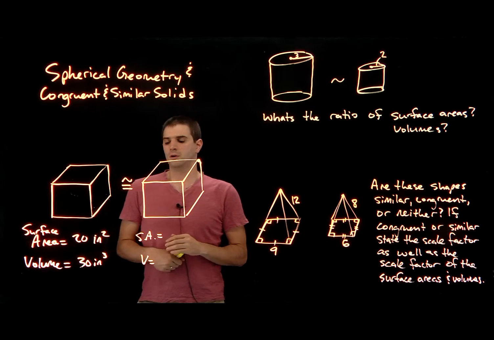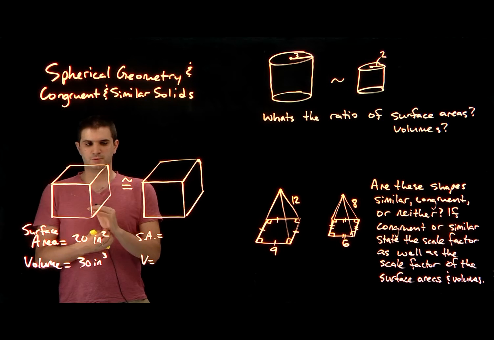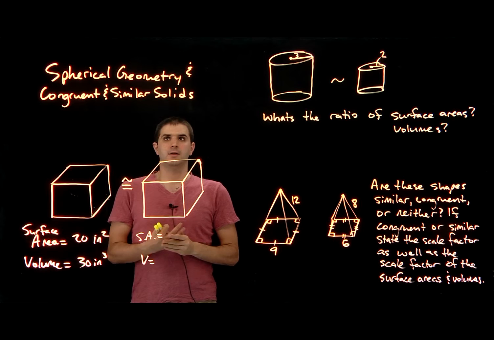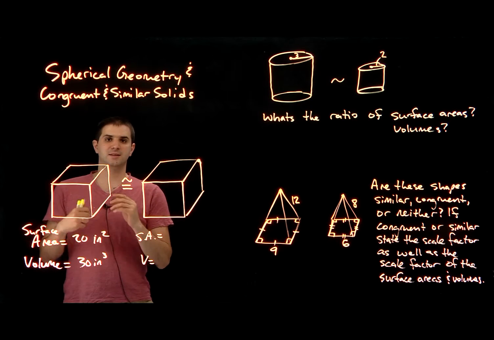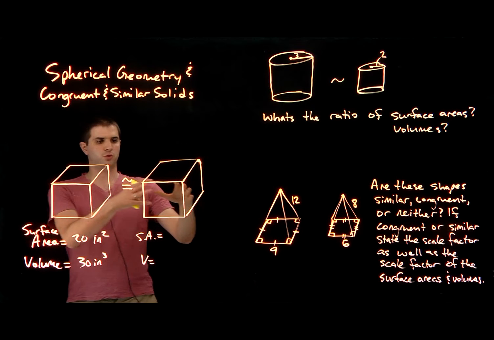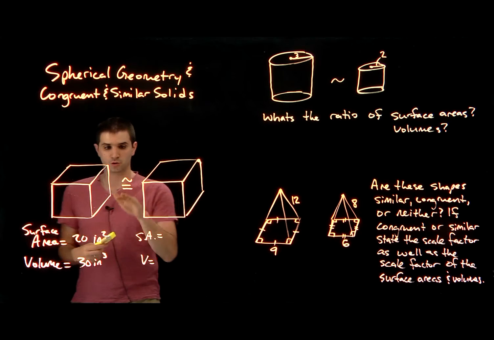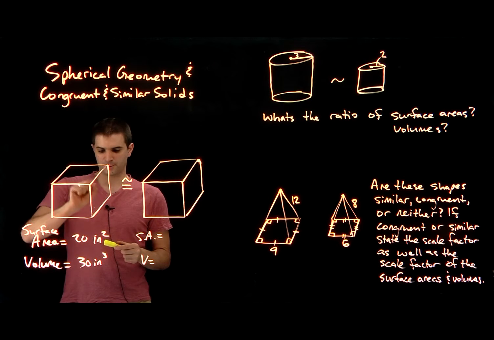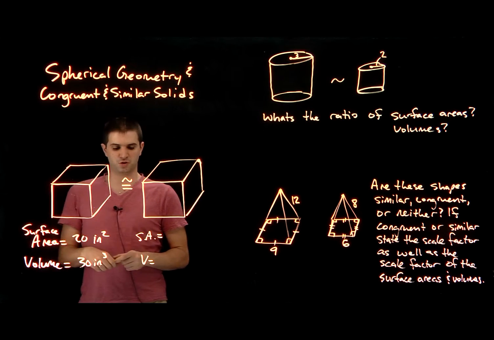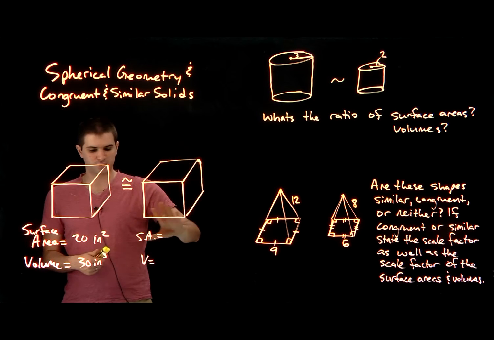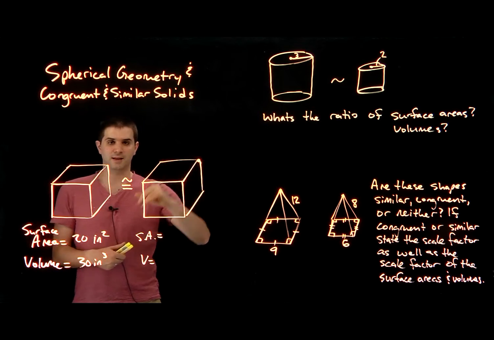Okay guys, in this video we're going to talk about some different ideas with solids, specifically similarity and congruence, and what that means. Okay, so we're given that these two prisms are congruent. The surface area of figure 1 is 20 inches squared, and the volume is 30 inches cubed, and we want to figure out what the surface area and volume of this one are as well.